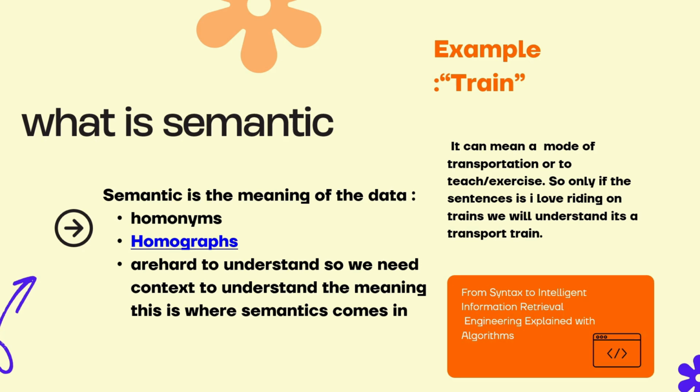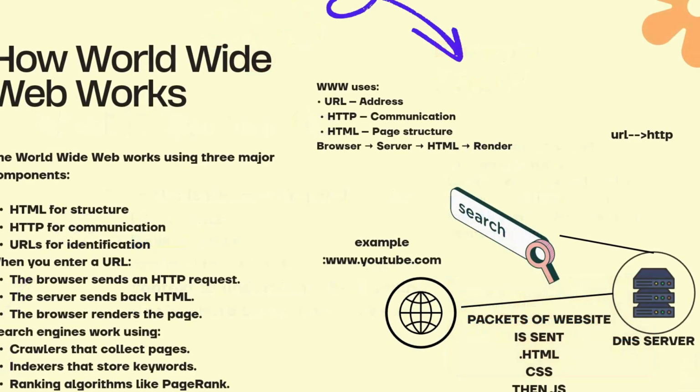Now that we have understood syntax and semantics, let us see how the World Wide Web actually works. When we type a website, for example www.youtube.com, into the browser, several things happen behind the scenes. First, the browser sends a request using HTTP, which stands for Hypertext Transfer Protocol. The URL acts as the address of the website. The request goes to a DNS server, which converts the website name into an IP address.